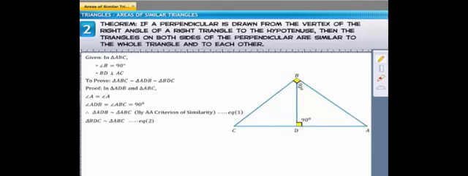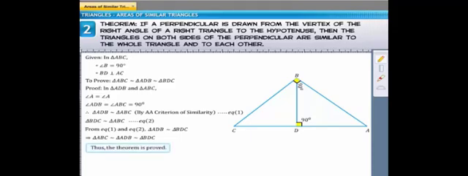From observations 1 and 2, we can conclude that triangle ADB is similar to triangle BDC. This also implies that the two triangles ADB and BDC are similar to triangle ABC. Thus, we've proved the theorem, which states that if a perpendicular is drawn from the vertex of the right angle of a right triangle to the hypotenuse, then the triangles on both sides of the perpendicular are similar to the whole triangle and to each other. Next, we'll apply this theorem to prove another theorem, the Pythagoras theorem.